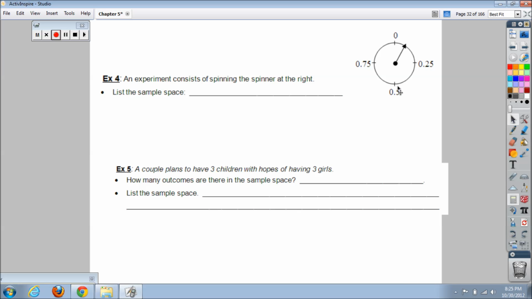So the sample space, we can't really write down what numbers because I'm telling you it could land on any decimal. Well, how many decimal numbers are there between 0 and 1? There's infinitely many. We can't really truly write every number in the sample space. So, in cases like this, which will rarely happen and are more theoretical in nature, we're going to use inequalities.